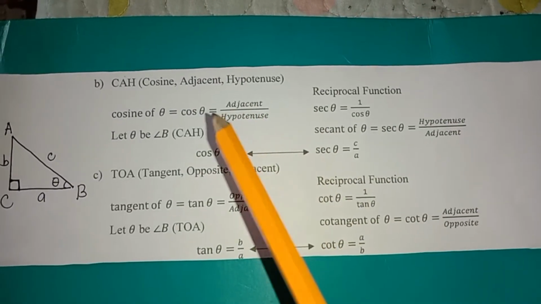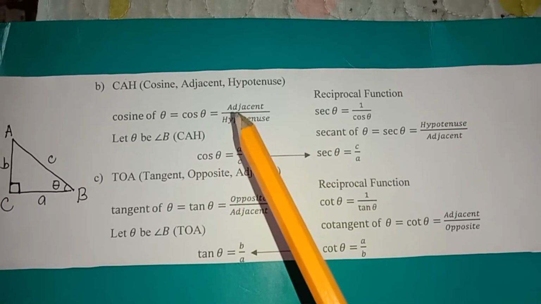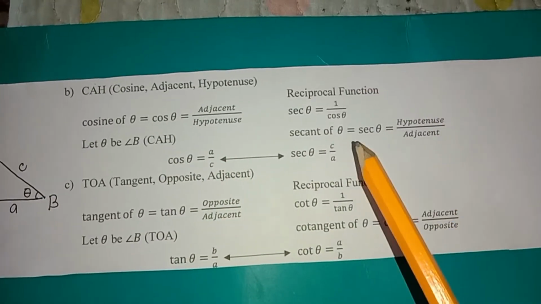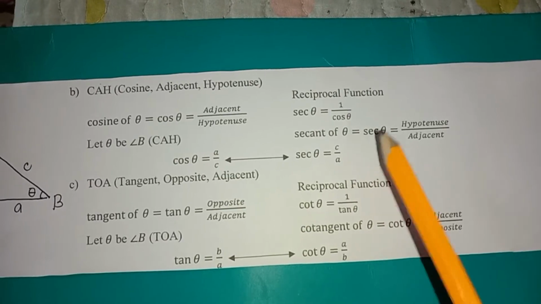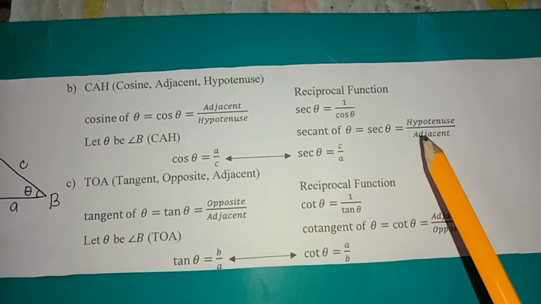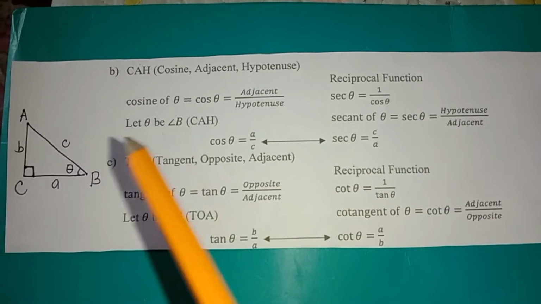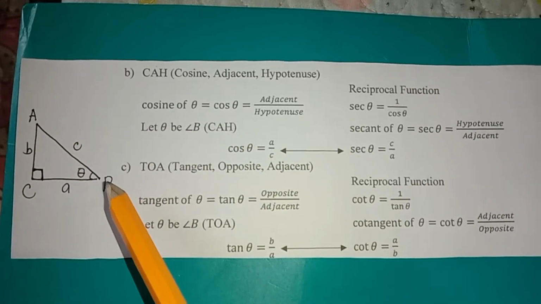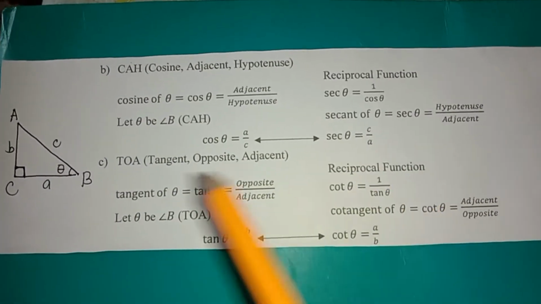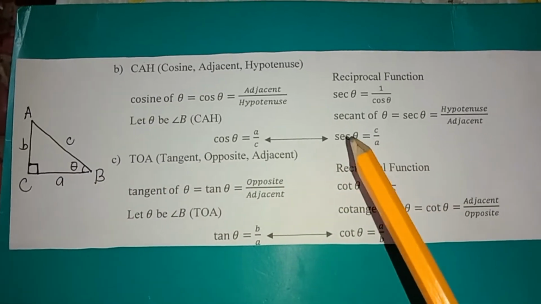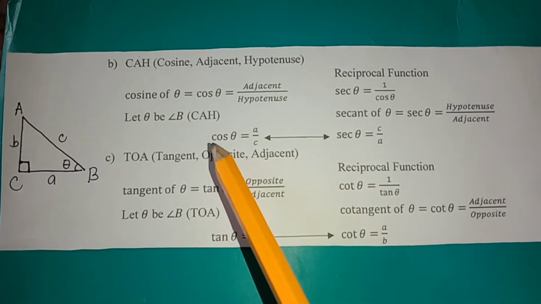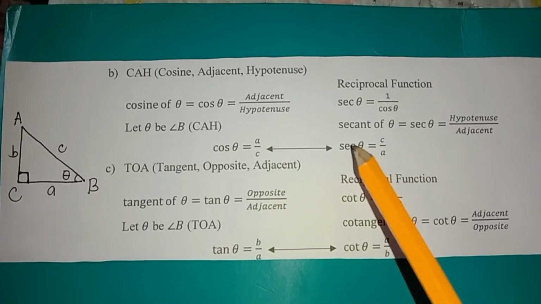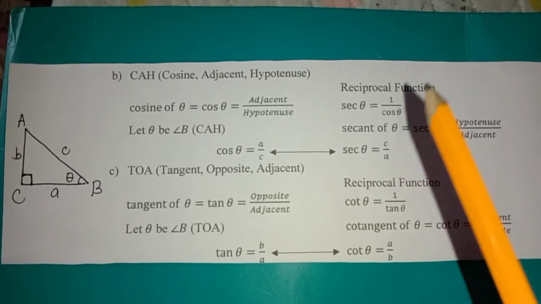So, bali, ang adjacent, ang balik na sa cosine of theta. So, ang adjacent niya is nasa numerator, hypotenuse denominator. While ang reciprocal function which is secant, ang hypotenuse na nasa numerator, adjacent sa denominator. So, again, let's have the theta be angle B. If this is our reference angle, ang hypotenuse, C, ang adjacent is A. So, bali, secant of theta equals C over A. If cosine of theta equals A over C, its reciprocal function formula, secant of theta equals C over A.